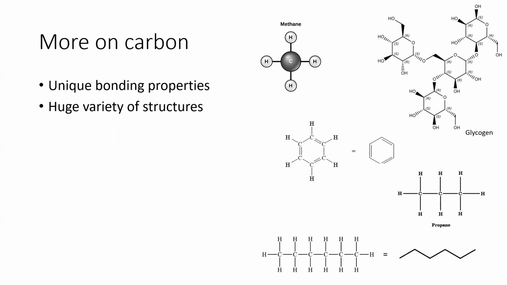The figure, or the multitude of figures I've put up here for you, are showing some important biological carbon-based structures. I've shown you methane before. We have glycogen, which is an important polysaccharide we'll talk about today. Propane is just an interesting organic molecule. So carbon forms lots of different types of structures that have different characteristics.